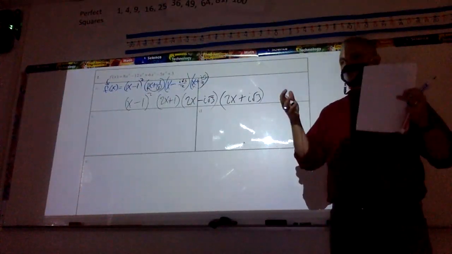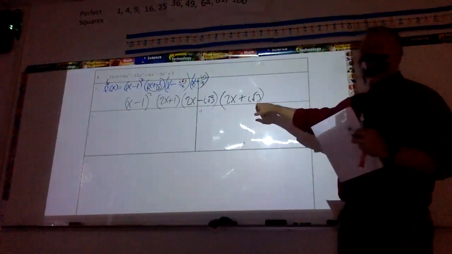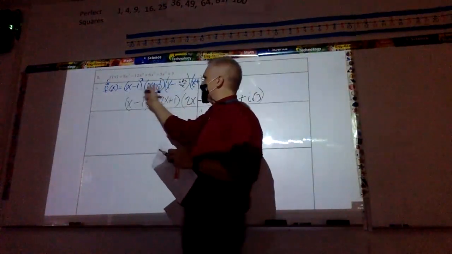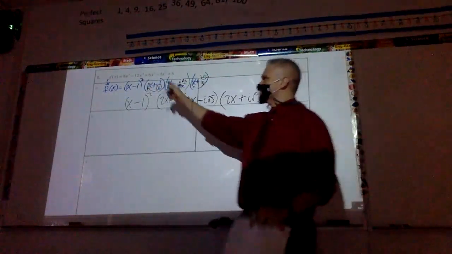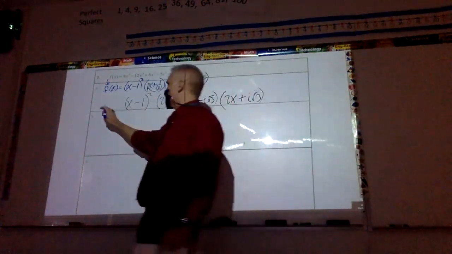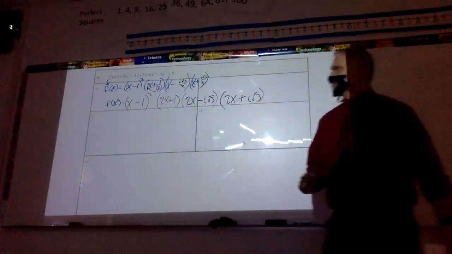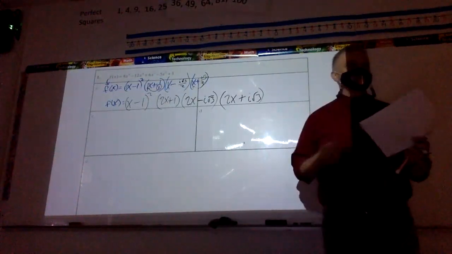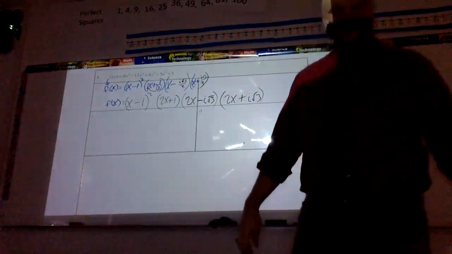Now, I did upload some filled out notes. The only thing I don't like about the filled out notes is it didn't include this last step. There's nothing wrong with the other form. If I type it in, it's going to have the exact same zeros with the same multiplicities. The only problem is it's not the same polynomial. So this is your fully factored version of your original polynomial. Any questions on this? That is as in-depth as you're going to get, really. If you can do that one, you're in really good shape.